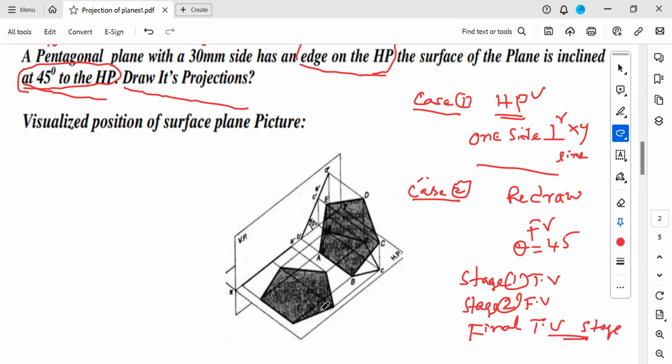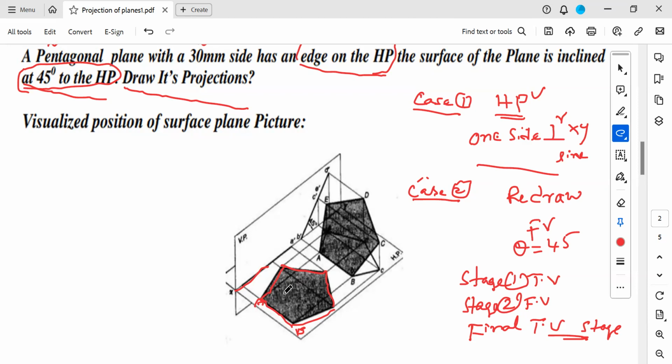So since one edge is on the HP, let us understand the problem. Let us assume initially, since it is in HP, the total plane is in HP, and the edge AB is perpendicular to the XY line, or perpendicular to the VP. That is the initial condition.